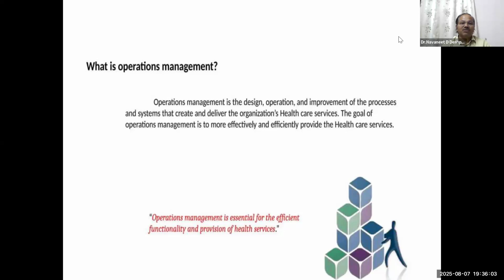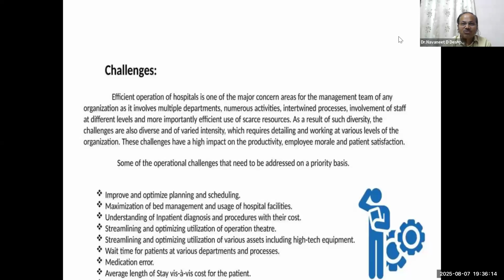So the goal of the operations is to more effectively and efficiently provide the healthcare services. The operations management is essential for the efficient functionality and the provision of health services. So let's now try to see the challenges which the hospitals normally face. The efficient operations of the hospital is one of the major concerns of the management team of any organization.